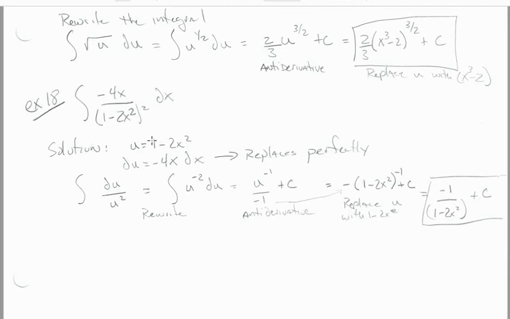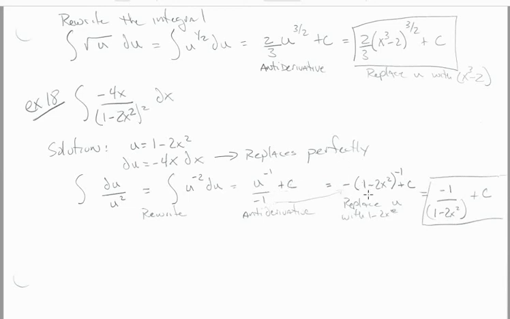The more complicated piece, the 1 minus 2x squared, is u. Then when we take du, we get negative 4x dx. That's a perfect replacement. You should be able to write that integral as the integral of du over u squared. Rewrite that over u squared as u to the minus 2 so we can bring it back up top. Take the antiderivative, which is u to the minus 1 over negative 1 plus c.